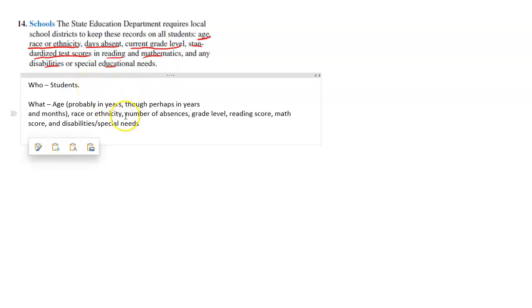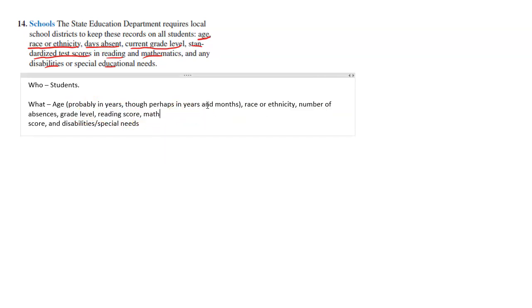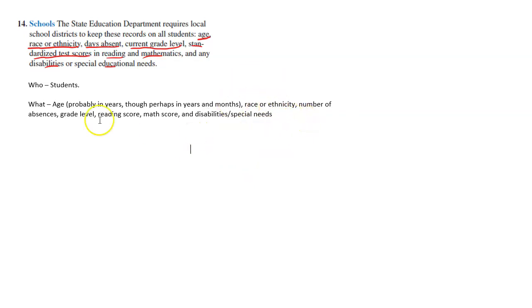So next, the what is the age. They'll probably measure that in years, possibly in years and months, but probably years. Every time I've seen that in a database or something, it's been years. The race and ethnicity, the number of absences, the grade level, the reading score, the math score, and the disabilities and special needs. That would be the what they're measuring.